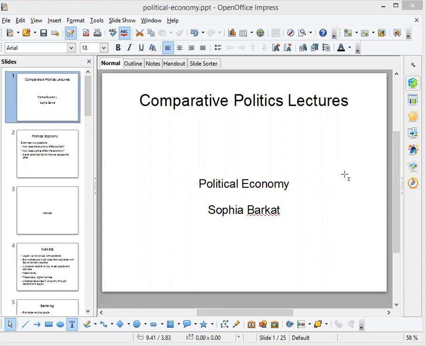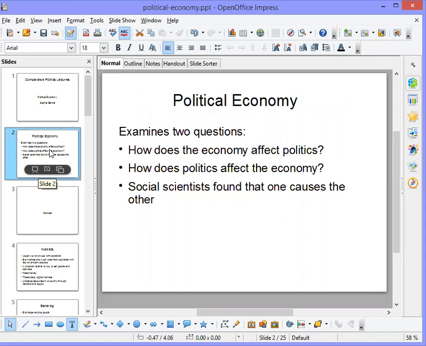We're looking at political economy in this series, okay? And let's start with what is political economy? So chapter 4 is telling you that politics and economics are related, okay?